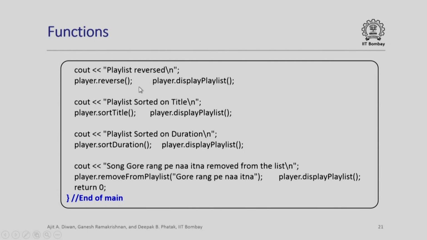Here is some additional functionality that is implemented. Reverse. So, player dot reverse, sort on title, sort on duration, specific song to be removed from the list. So, player dot remove from playlist this particular string that we give. You will thus see that the standard template library permits variety of operations on the list, all of which have been illustrated in this simple example of the playlist functional implementation.